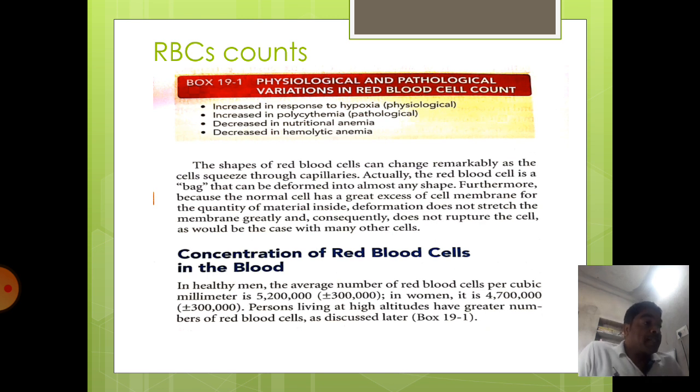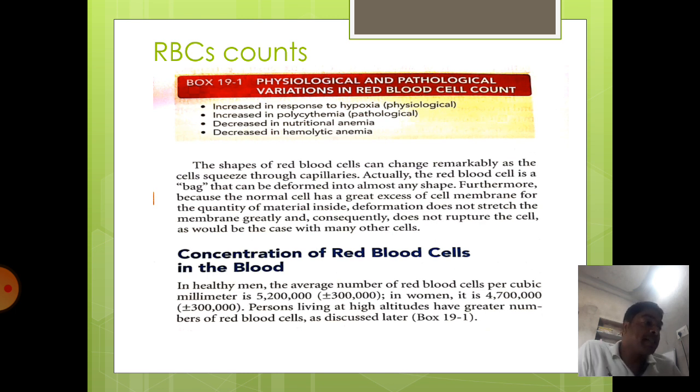The shapes of the red blood cells can change remarkably as the cells squeeze through the capillaries. Actually, the red blood cell is a bag that can be deformed into almost any shape. Furthermore, because the normal cell has a great excess of cell membrane for the quantity of material inside, deformation does not stretch the membrane greatly and consequently does not rupture the cell, as would be the case in many other cells.